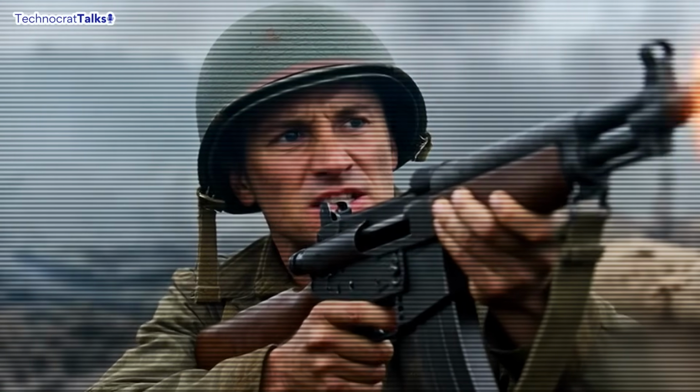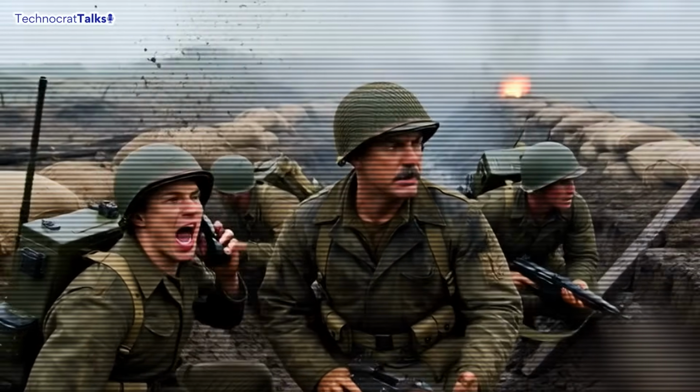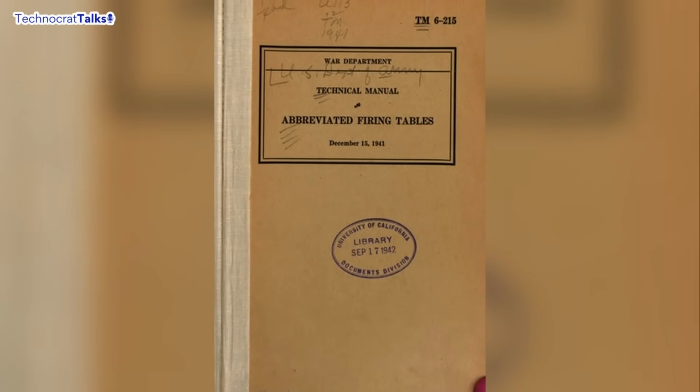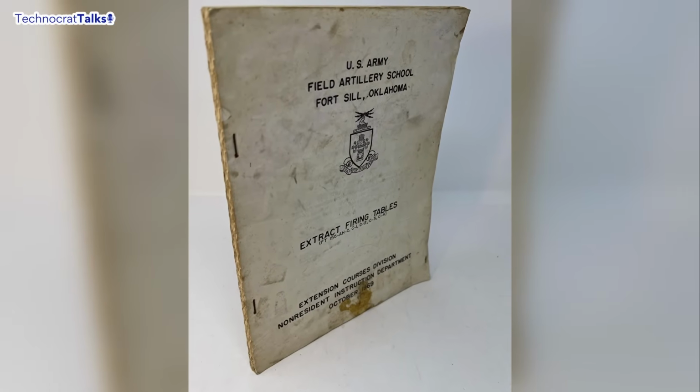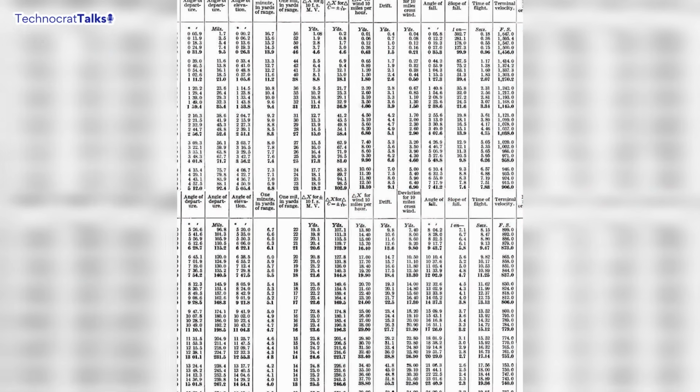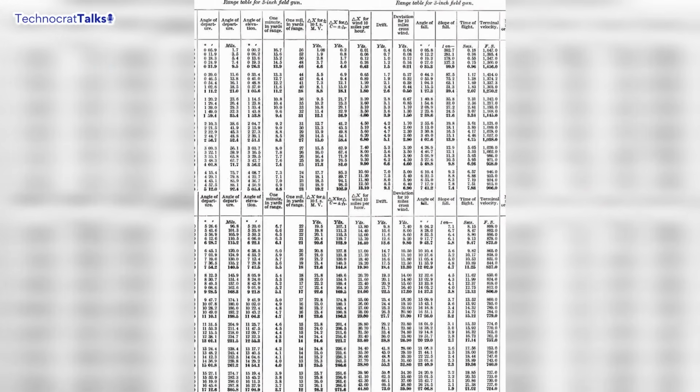Meanwhile, in America, the army was drowning in ballistics. To hit a target miles away, soldiers needed a firing table, which were books of complex maths that took human computers weeks to calculate for just one gun. We didn't just need more soldiers, we needed a machine that could think at the speed of light.